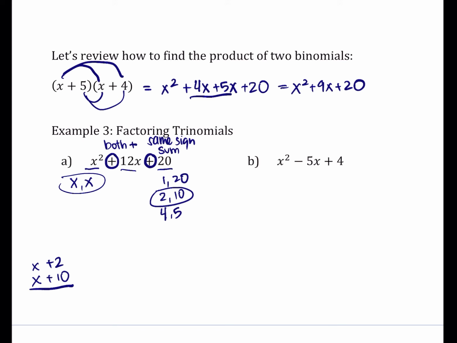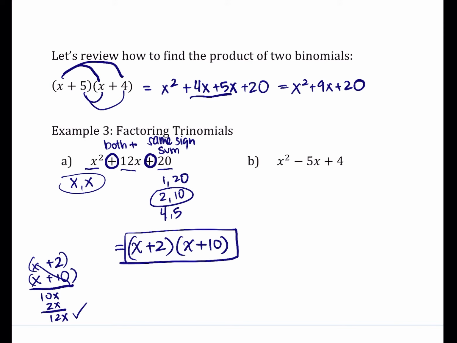The way I'll check my answer is x times 10 becomes 10x, x times 2 becomes 2x. Adding these together, 12x. If this is the same as your middle term, then your factorization is correct. So we're actually going to have x plus 2 times x plus 10. And please box your answer. I know there's going to be a lot of work all around. Make it easy for you to find your answer.